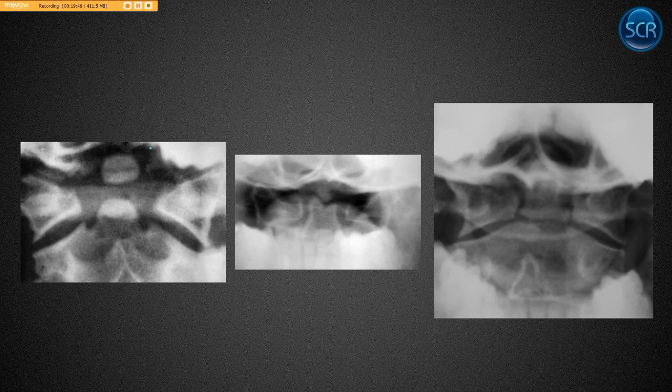The dens can fail to unite congenitally. This is an os odontoideum. When it happens with just the tip, that's an os terminale. These os odontoideum cases are typically unstable and do require surgical fixation in many cases. Here's another one; this one's probably the result of an old ununited fracture.